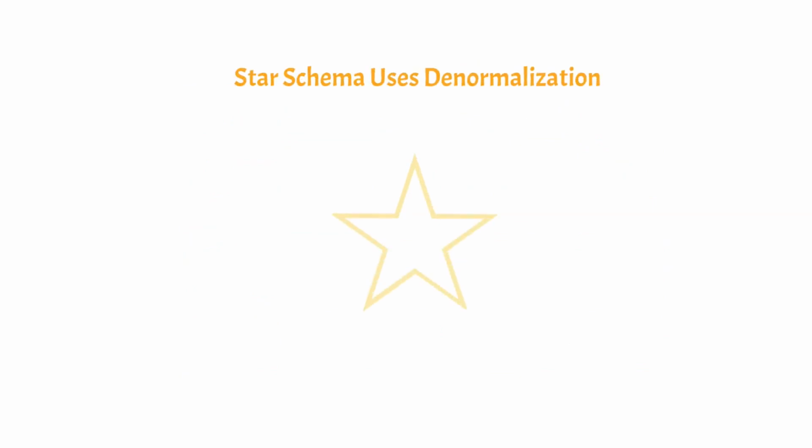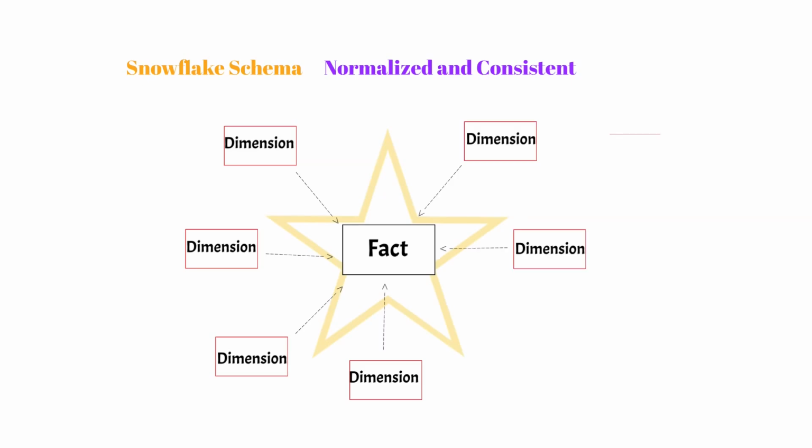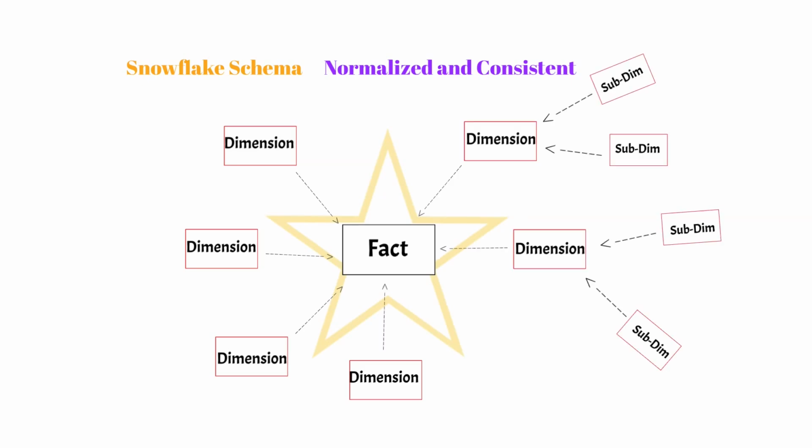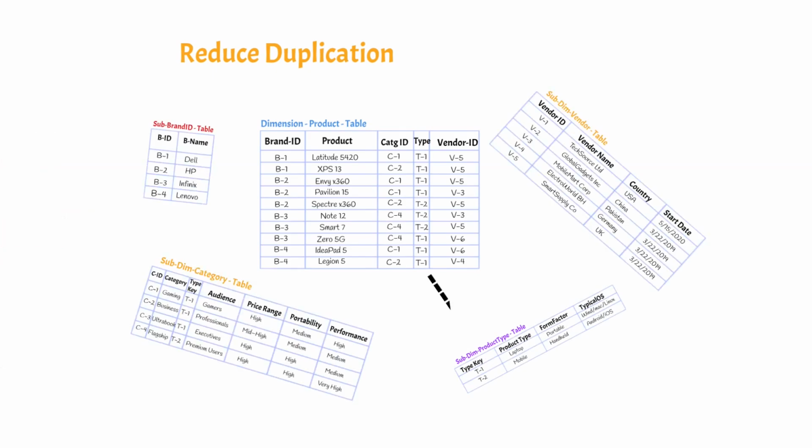That's why the Star schema often uses denormalization, keeping dimension tables wide with more details in one place, which makes querying faster and simpler. The Snowflake schema, on the other hand, uses normalization, splitting dimension tables into smaller, connected ones. This reduces redundancy and improves consistency, though it adds a bit more complexity.